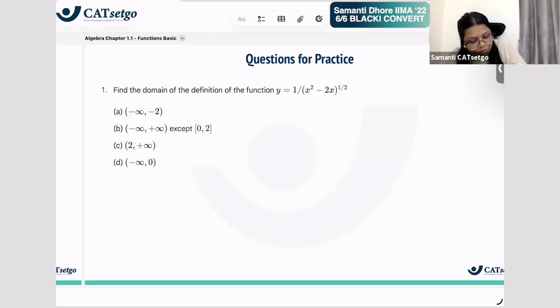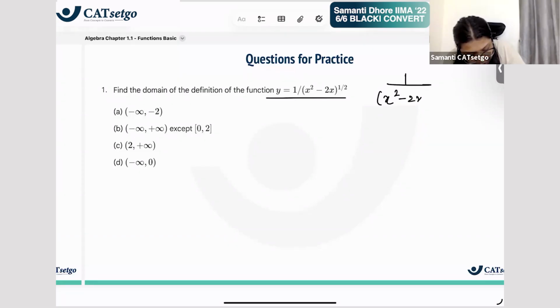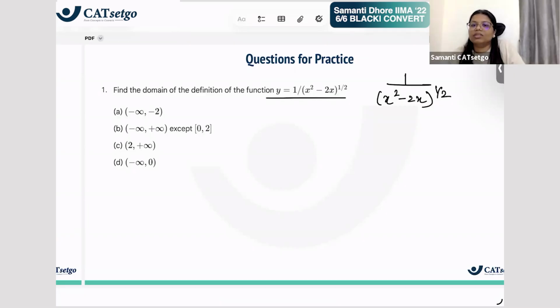ठीक है, सबसे पहले उन्होंने क्या बोला है? So you have one. The question says it is 1 divided by x square minus 2x raised to power 1 by 2. So if it's x square minus 2x divided by 1 by 2, then there are two rules that are getting in picture. One is denominator not being 0, and the second is whatever is under the root is greater than or equal to 0. Right? Because raised to power half का क्या मतलब होता है? It is under the root.